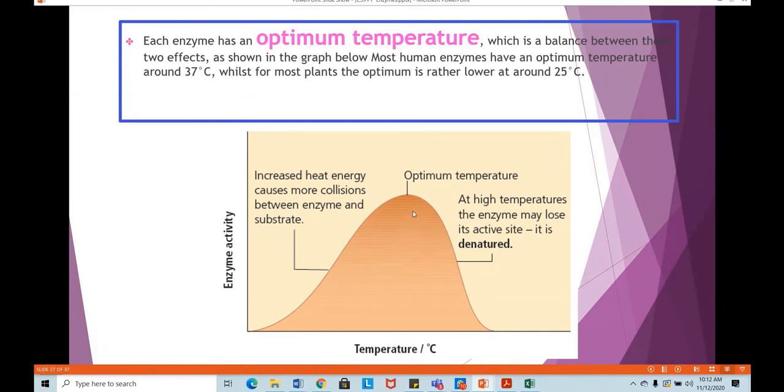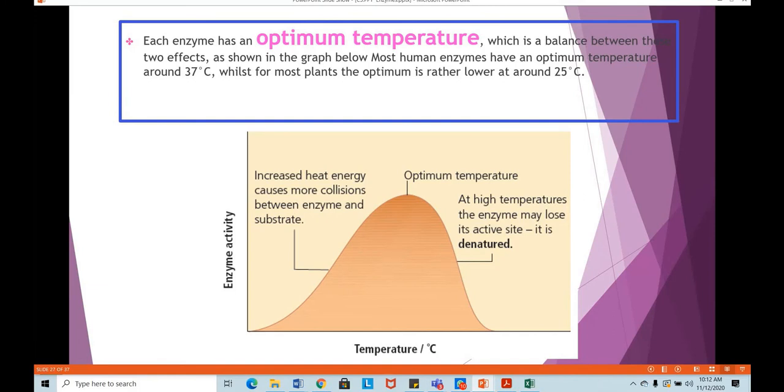For example, the human enzymes, meaning the pepsin, the salivary amylase and the lipase, all of which work in the humans, in our stomach and the intestines, liver, pancreas and everywhere. For those human enzymes, the optimum temperature is our normal body temperature. What is our normal body temperature, girls? 37. Yes, 37 degrees Celsius or 98.4 Fahrenheit. So at this normal body temperature, the enzymes will work best. Okay, so this is the optimum temperature for all the human enzymes.